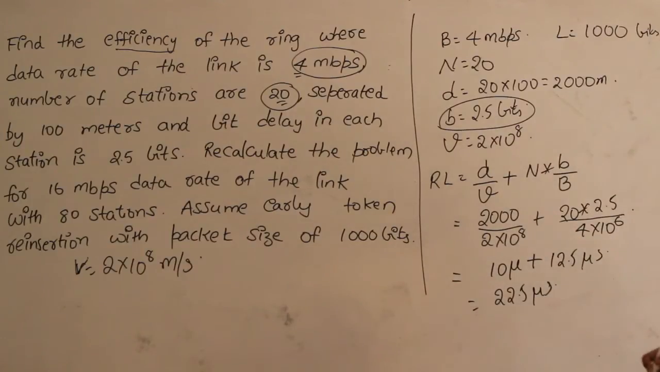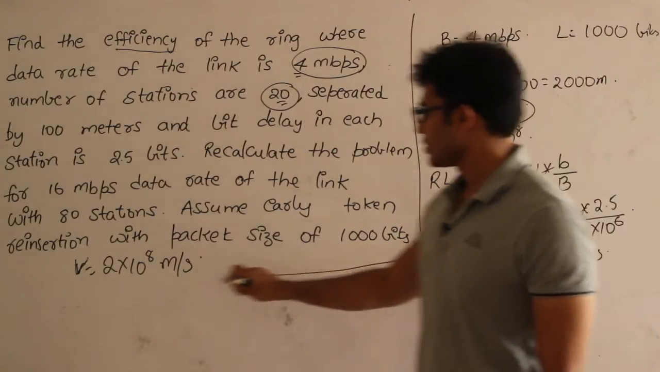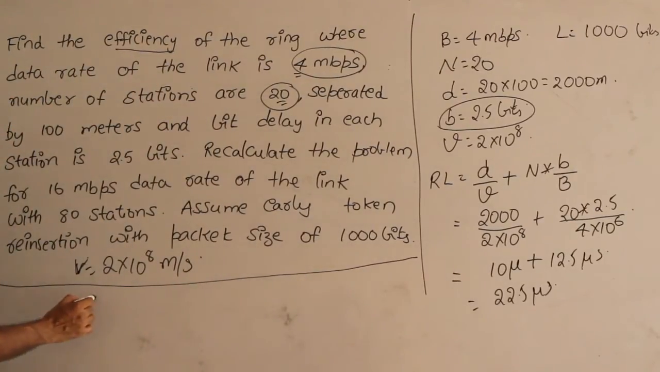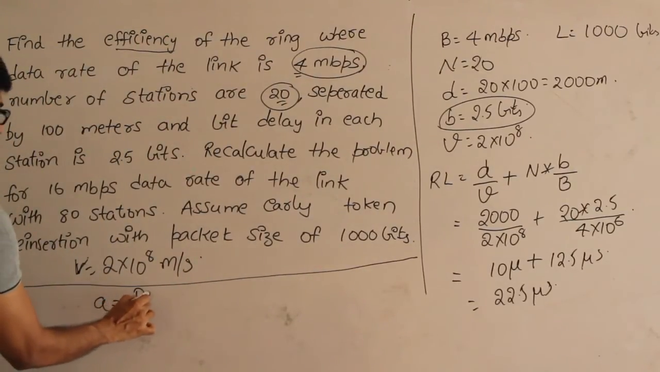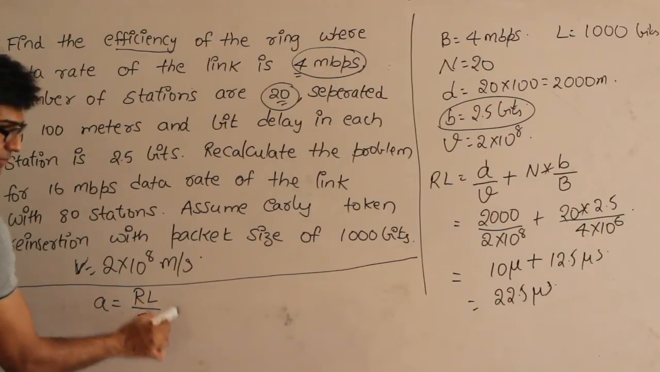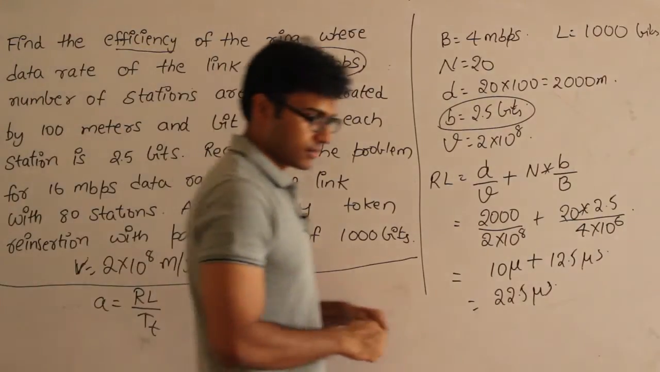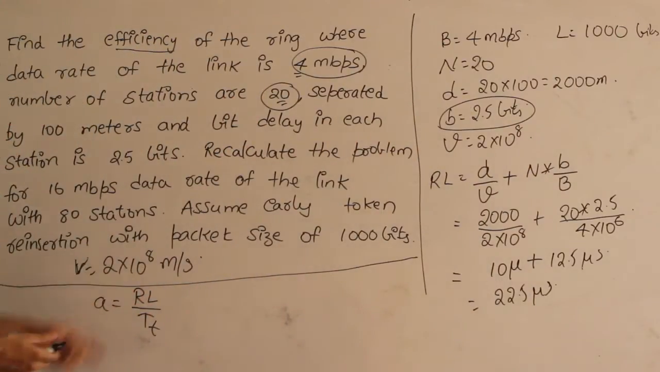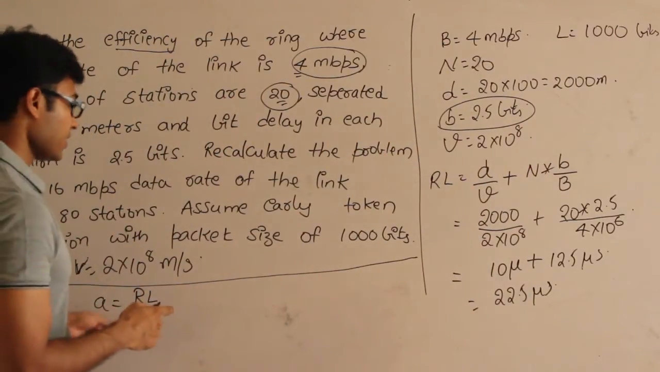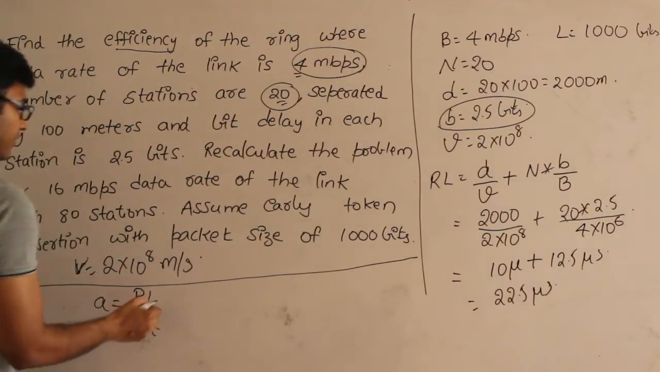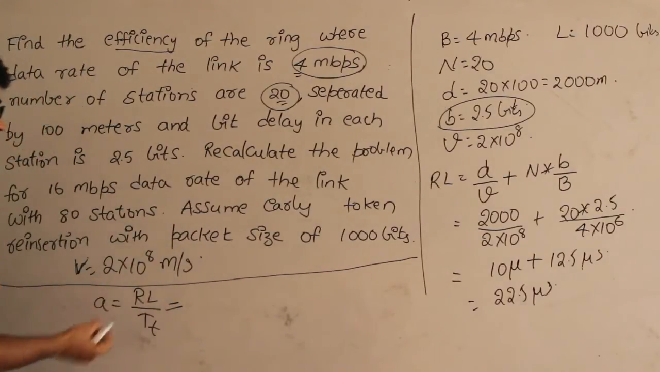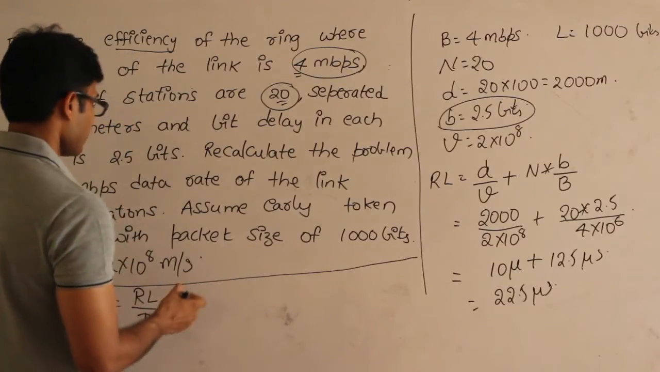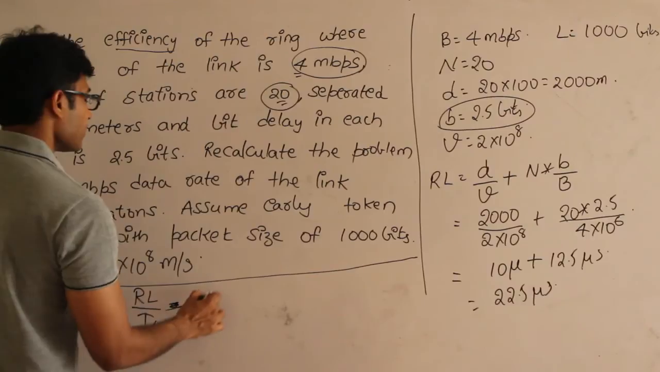So after finding out the ring latency, you can find out A. So what is A? A equals ring latency divided by transmission delay, right? In case ring latency is not given, we are going to go for propagation delay, but here we have ring latency. Therefore it is ring latency divided by transmission delay. And ring latency is 22.5 microseconds.